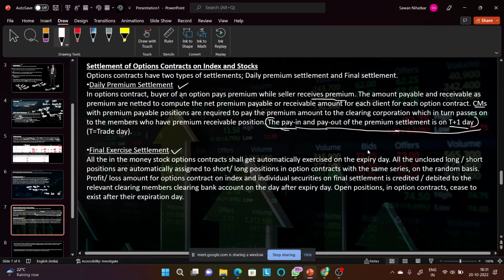Let's say जैसे कि मैंने कहा, let's take the date of today only, 20th of October. So 20th of October को me, that is Sawan Nihatkar, enters into a particular options contract on the buy side. So I'm basically buying a call or European, and I am going to pay a premium of 6,000 rupees to enter in that particular options contract. So ये 6,000 premium मेरी जेब से गया.